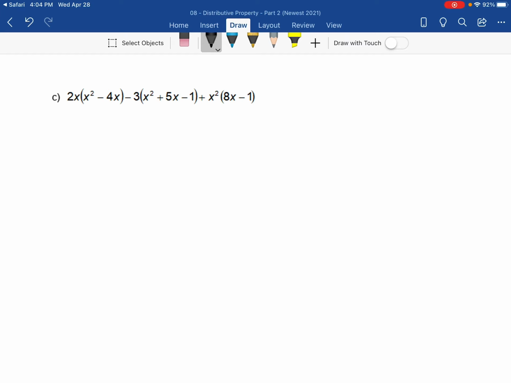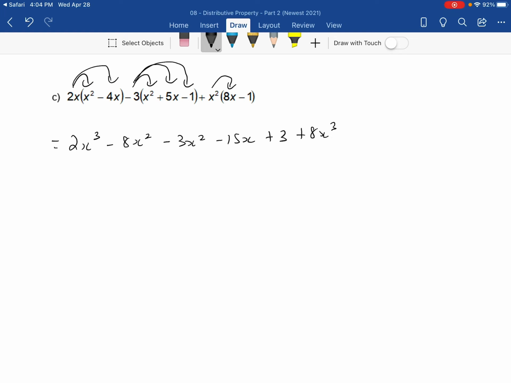So 2x times x squared is 2x cubed. 2x times negative 4x is negative 8x squared. Negative 3 times x squared is negative 3x squared. Negative 3 times 5x is negative 15x. And negative 3 times negative 1 is adding 3. x squared times 8x is 8x cubed. And x squared times negative 1 is negative x squared.